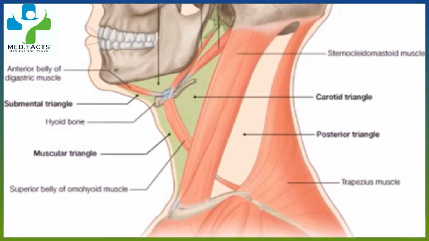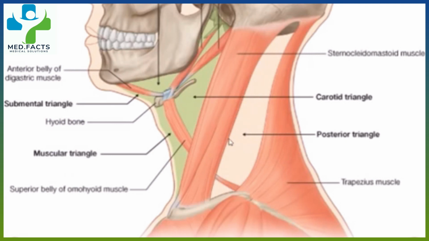All you have to remember is two lines: the anterior midline, and the imaginary line drawn from the angle of the mandible to the mastoid process. Then we have to remember three bones: mandible, hyoid bone, and the clavicle, and four muscles. One is the trapezius, then the sternocleidomastoid, then the omohyoid, superior belly and inferior belly, and the fourth is the digastric, anterior belly and posterior belly. If you remember this, and if you remember this picture, you can write the boundaries of any triangle.